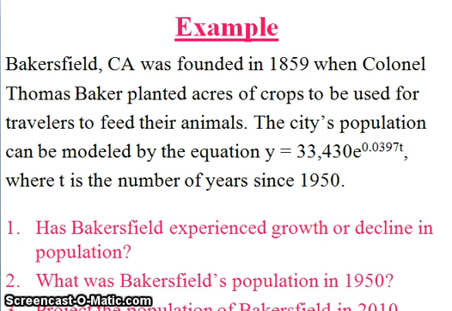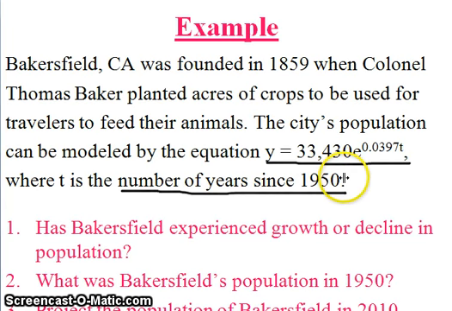All right, take a minute, read the problem. Okay, they give you the equation right here, which is very important. They also tell you that the number of years since 1950, which means anytime we're talking about 1950, our time is going to be 0. Now, it's asking, has Bakersfield experienced growth or decline in population? So let's plug in a number here and see if we get a number bigger or smaller. And when you do, you should end up with it being a growth, because if you look at this rate right here, that rate is positive. Positive means it's going to be a growth.